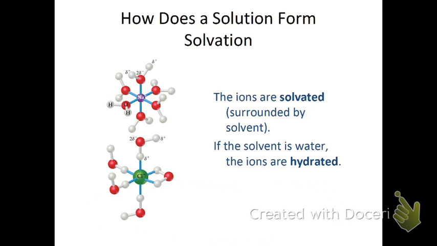So let's talk about how a solution forms, how we actually make a solution. A solution occurs by a process called solvation. Solvation is when the ions that are in the water get surrounded by the solvent. We say they're solvated. So again, when the ions get surrounded, they're solvated.